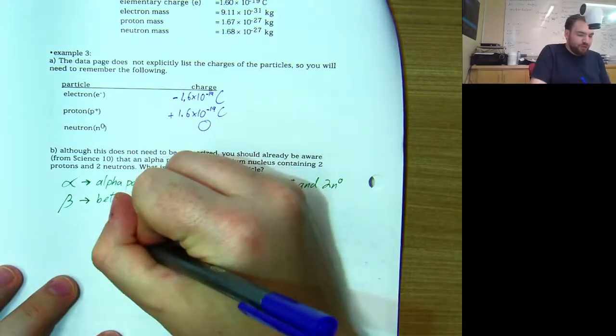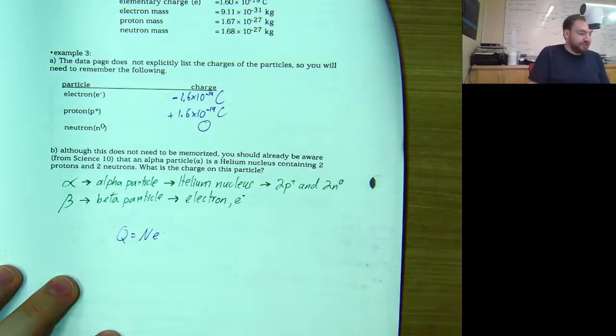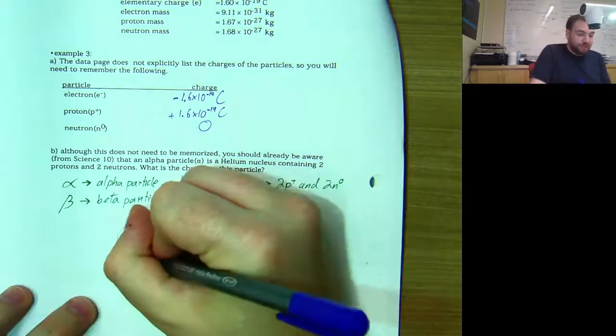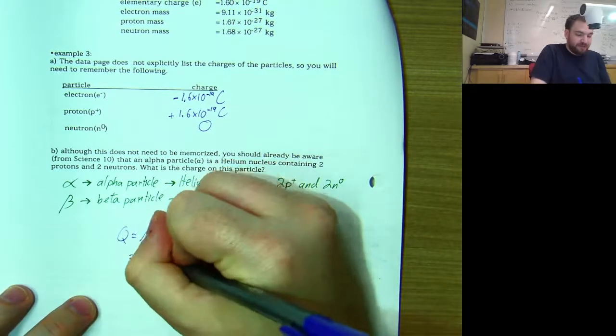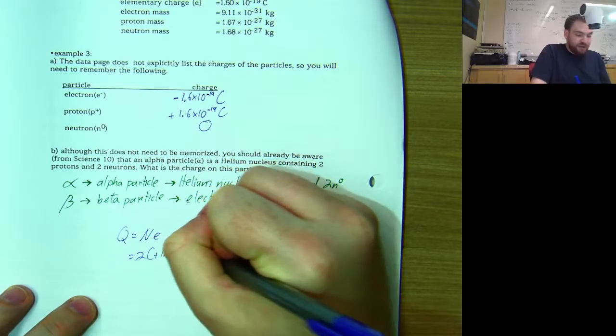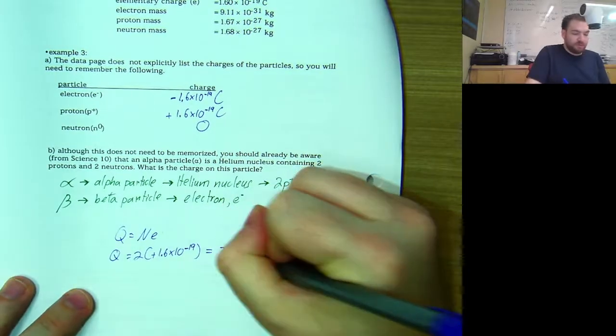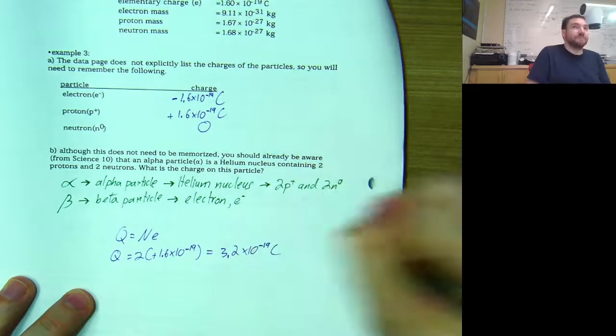So I want the charge Q. It's going to equal N times the elementary charge. What part of the helium nucleus is going to provide us with that charge? Protons are what's going to provide us with the charge because neutrons are neutral. There are 2 of them, and each one has a charge of positive 1.6 times 10 to the -19. So the charge Q on one alpha particle, helium nucleus, is what? You should not need a calculator for this. Thank you, Joseph. 3.2 times 10 to the negative 19 coulombs.